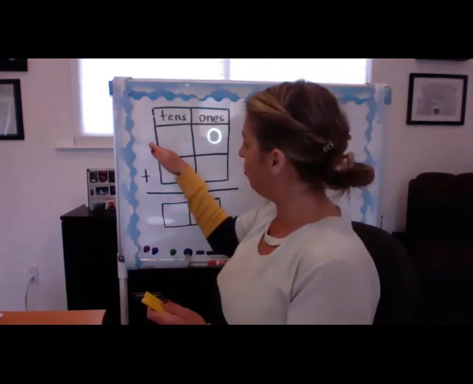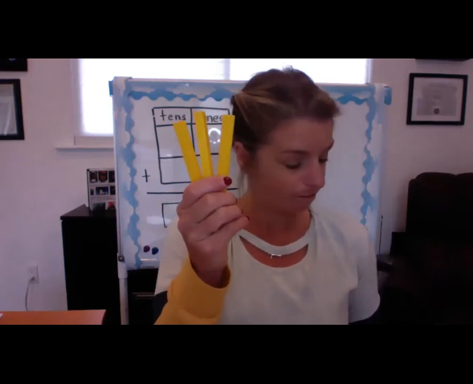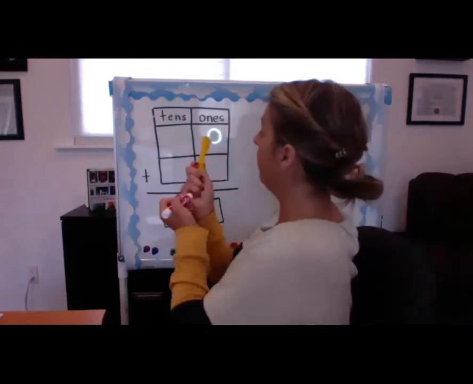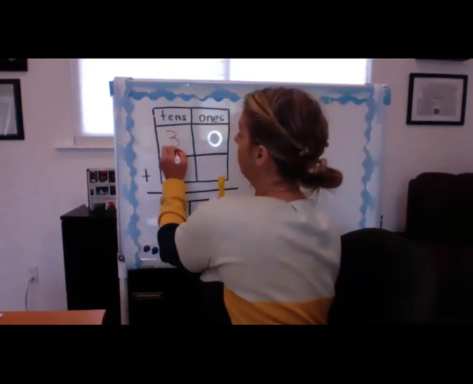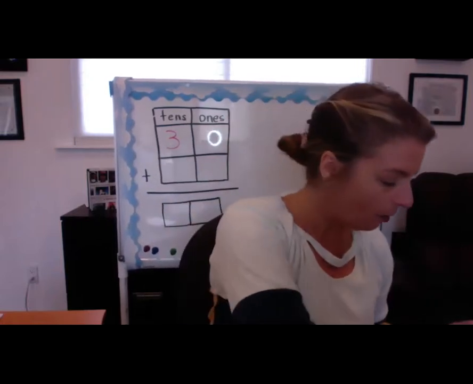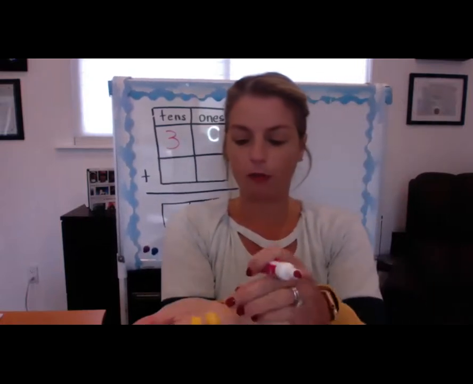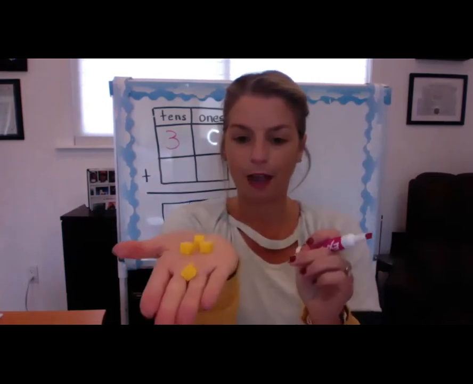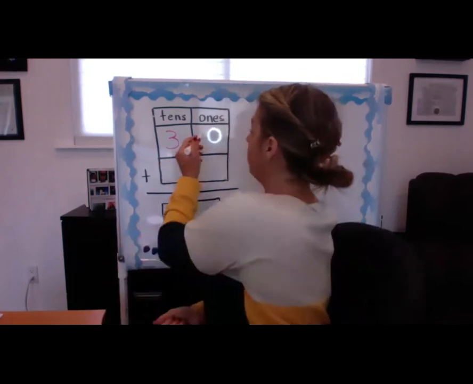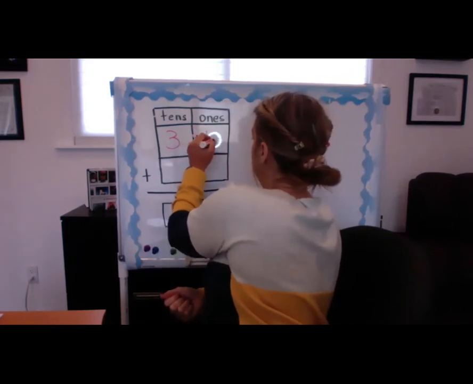I'm gonna do two different columns here. So how many tens am I holding up? Right, I am holding up 3 tens. So I'm gonna put a 3 here. Good. And now how many ones am I holding up? Let me spread them out here. How many ones am I holding up? 1, 2, 3, 4. 4 ones. 3 tens, 4 ones.